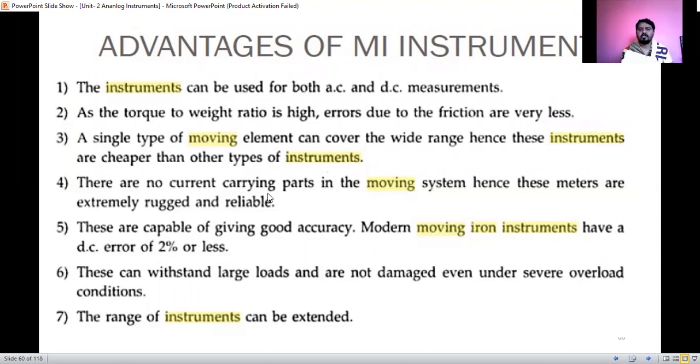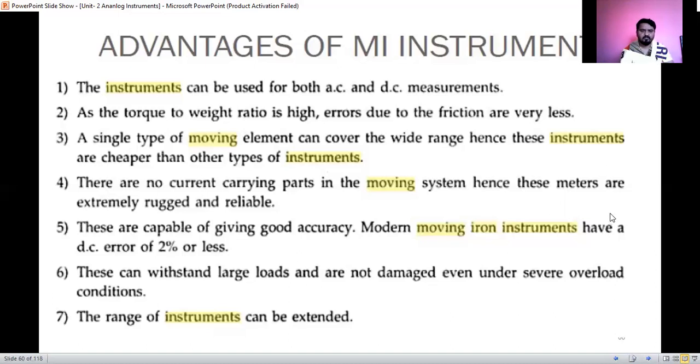There are no current carrying parts in the moving system. Hence these meters are extremely rugged and give reliable operation. They give good accuracy, with errors 2% less compared to the PMMC, and they can withstand large loads. The range of the instrument can be extended by connecting shunts and multipliers, or by using different techniques.